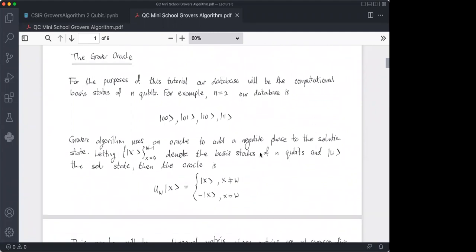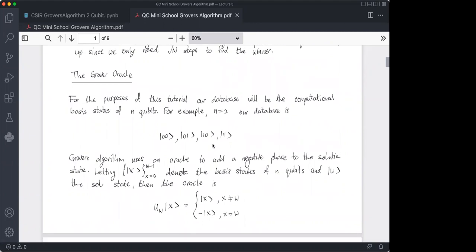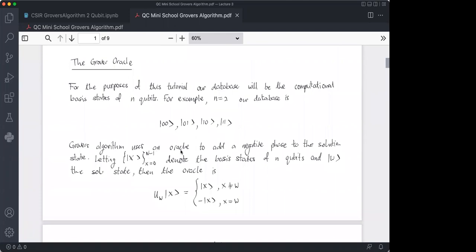states. What the oracle does is flip the sign of the basis state that corresponds to our winner. So if this is our database, one of these states is going to be the winner, or the state that we're looking for. And the oracle, when applied to each of these basis states, if we have the winning state, will flip the sign of that state from a +1 to a -1. We call this phase kickback, and you'll see more about this a bit later.